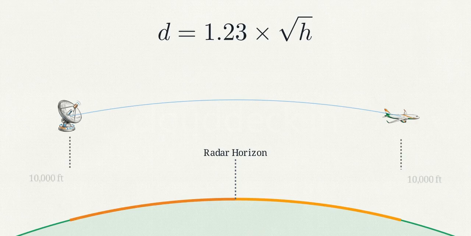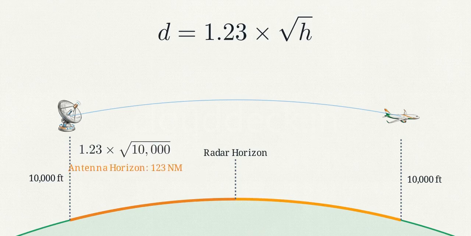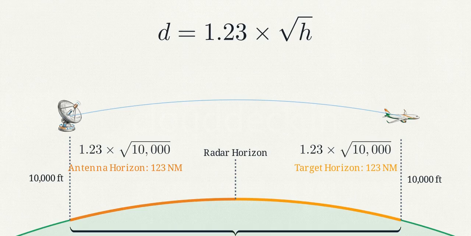Let's test this with an ATC radar positioned at 10,000 feet, tracking an aircraft flying at 10,000 feet. You take 1.23, multiply it by the square root of the radar's 10,000 feet, and get 123 nautical miles. You do the exact same calculation for the aircraft's 10,000 feet, getting another 123 miles. Add them together, and the total radar detection range is 246 nautical miles.